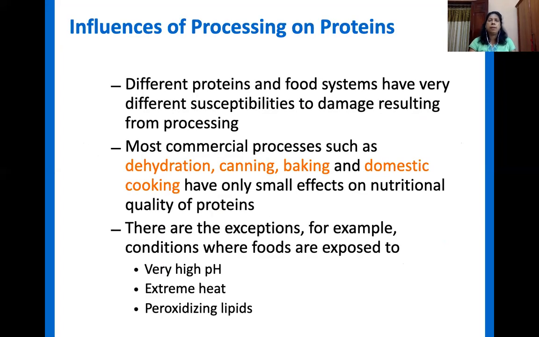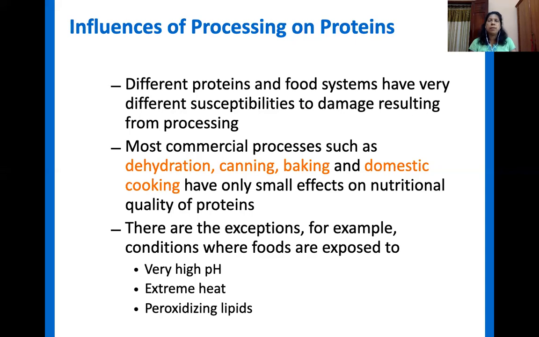Right? Then it will be much easier. Now we are going to talk about the influence of processing on proteins in relation to the processing factors. So what are the processing factors? Dehydration, canning, baking, domestic cooking, whipping, beating, so different types of things can be used as processing factors.